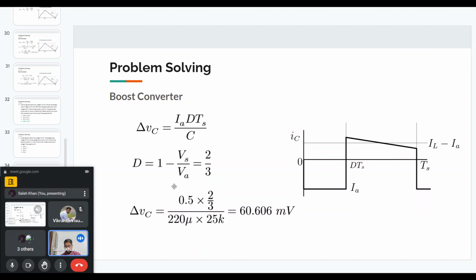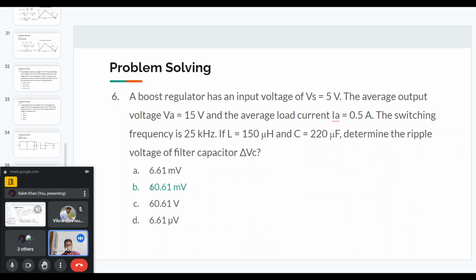If you substitute all the values, you will get that the filter capacitor peak to peak ripple is 60 millivolt. So again, from a 15 volts output, 60 millivolt is very small. So the output voltage can be thought of as almost constant. That is how you will find in practical situations we will have very small ripple in the output voltages. So the answer to this question is 60.61 millivolt.